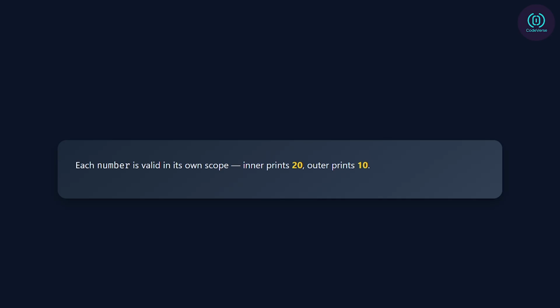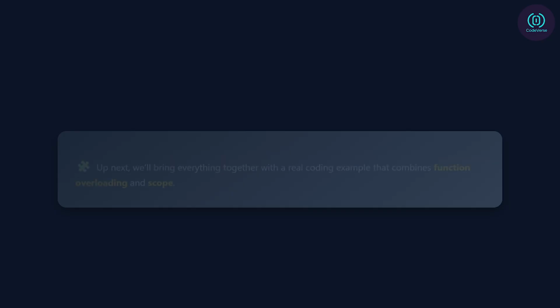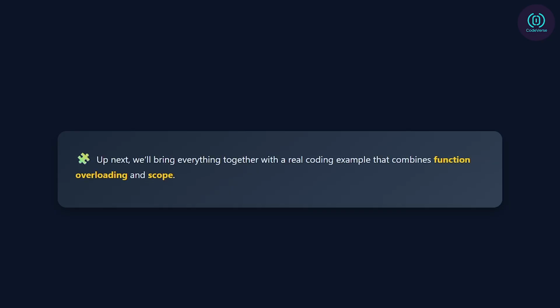So the golden rule: avoid reusing variable names in different scopes unless you really need to, and if you do, be clear about your intent. Up next, we'll bring everything together with a real coding example using function overloading and scope at the same time.